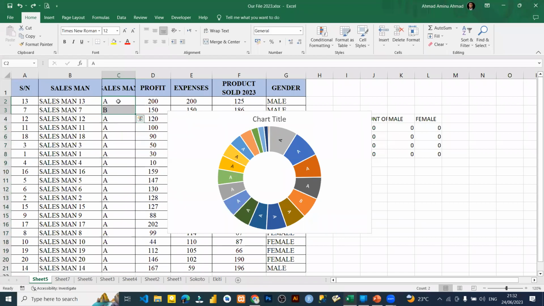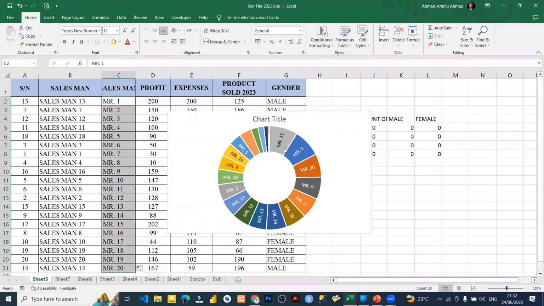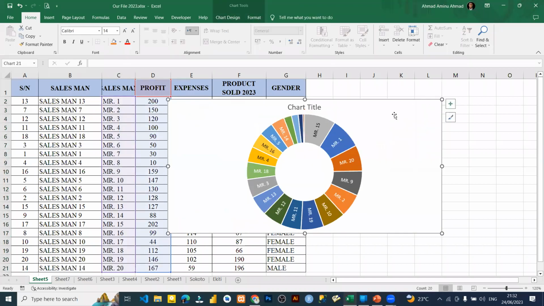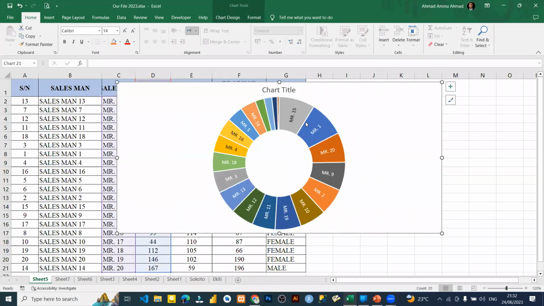It's just going to be A and B. So I say Mr. 1, Mr. 2, Mr. 3. If you do that, all the data will show the names of the people, Mr. 1, Mr. 2, Mr. 3, and others. And it shows the proportion each Mr. is getting out of the data. So this is what this sunburst is.